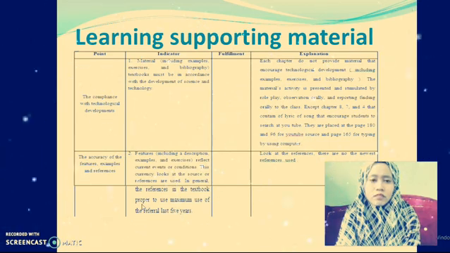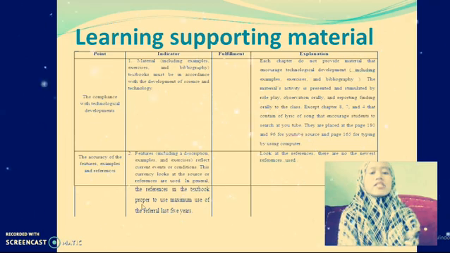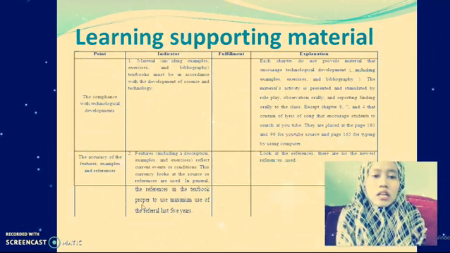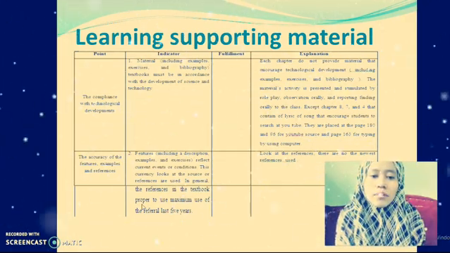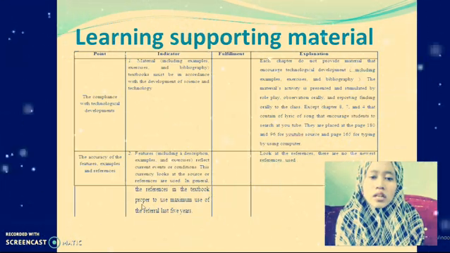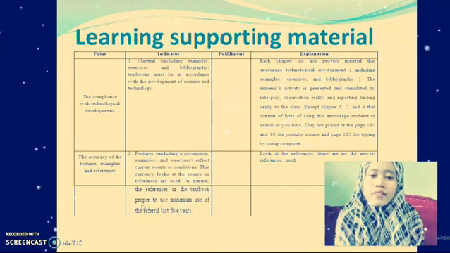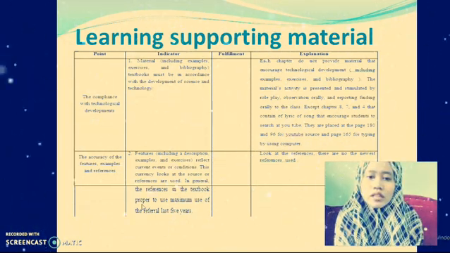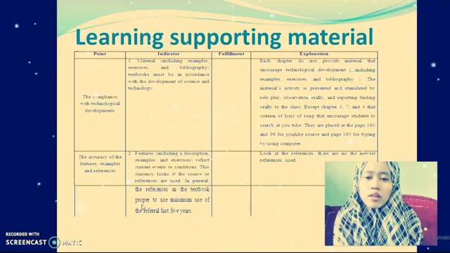And the second point is the accuracy of the feature, example, and references. The indicator is that the feature should reflect the current event or condition. This indicator is not fulfilled because there are no newest references used in the textbook.